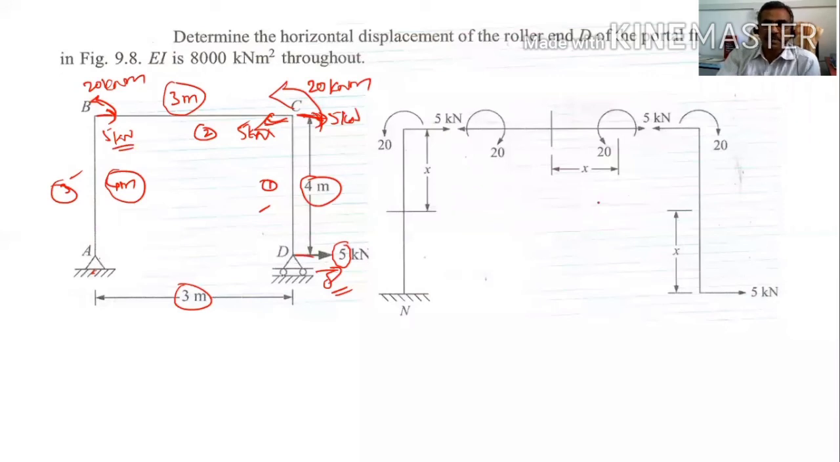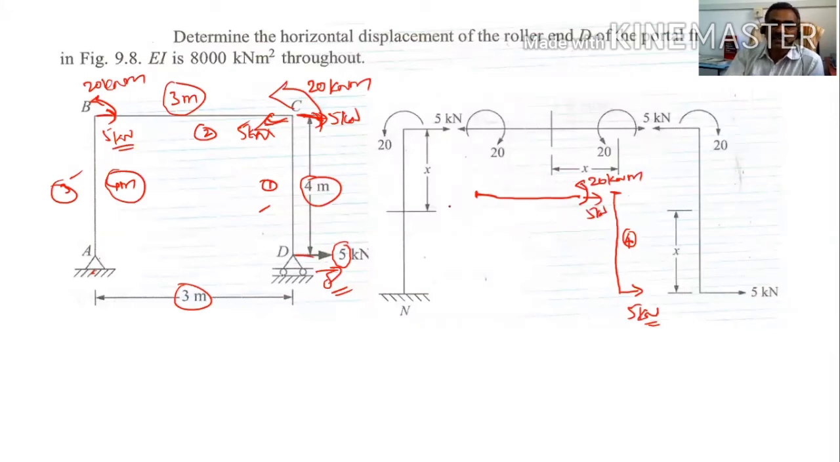This is the first beam. About this point, 5 kilonewton is acting. The distance is equal to 4 meters. And another beam, in this beam, what is the load acting here? About this point A, 20 kilonewton meter is acting. In addition to that, there is an axial load of 5 kilonewton. This is another beam.